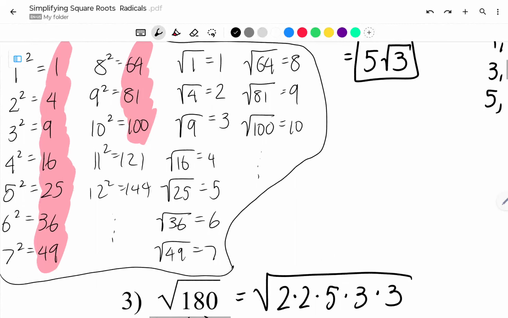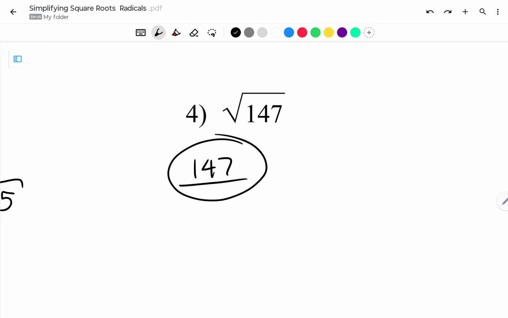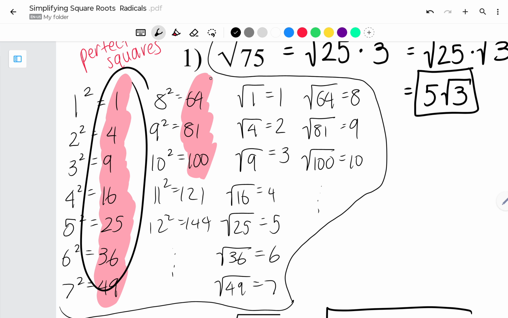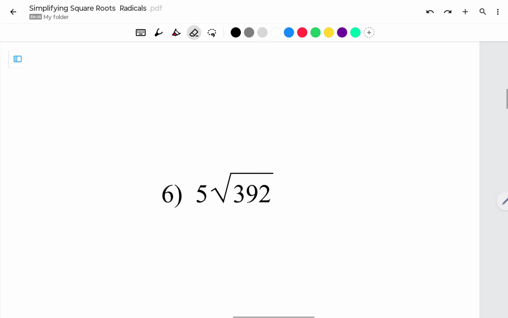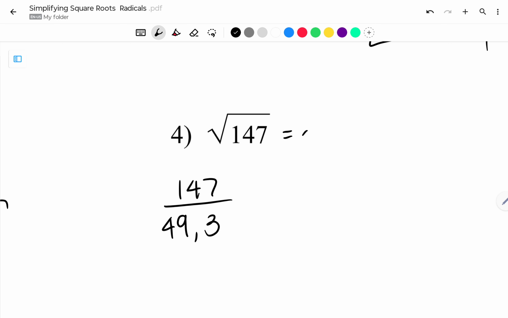Me too. Okay. So if we use the other method, I'm asking myself, 147, can this number be divided by any of these red numbers, any of these perfect squares, and get us a whole number? So let's check. 147 divided by 49 works out. 147 divided by 49 is 3. So I know 3 is a factor here. So 49 times 3 will get you 147.